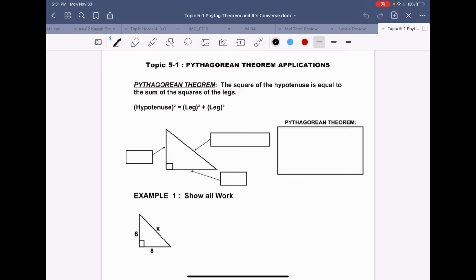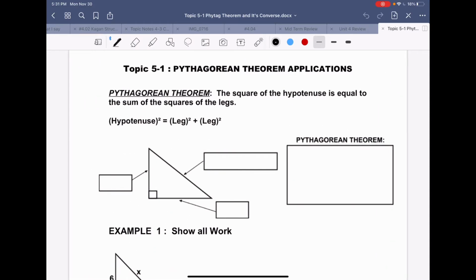Today, not hard. Tomorrow, not hard. It's when we get into 5.03 and 5.04 that it's going to get difficult. So you need to be able to use the Pythagorean theorem before we can go ahead and use special right triangles. Okay, so again, very short video.